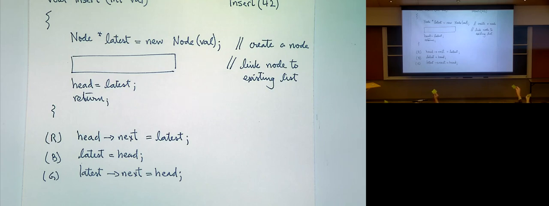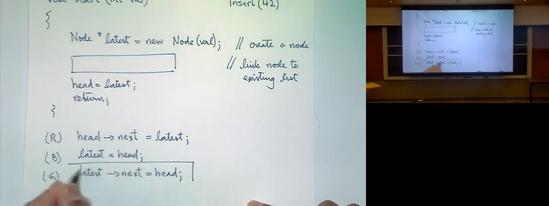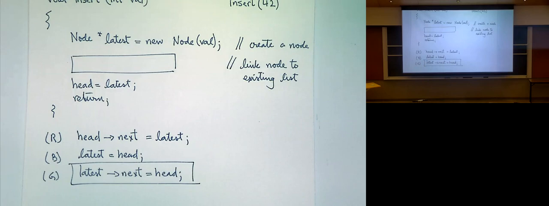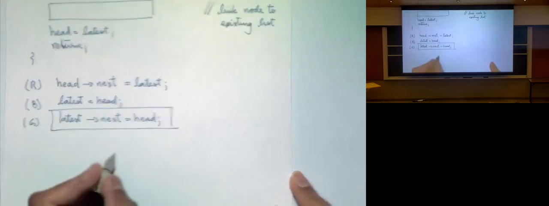Raise your hand. Okay, so most of you have shown green, and so some of you are maybe a little confused about it, but I think most of you got it. So the right answer is latest arrow next is equal to head. So let's just go over a small example to see why that's the case.